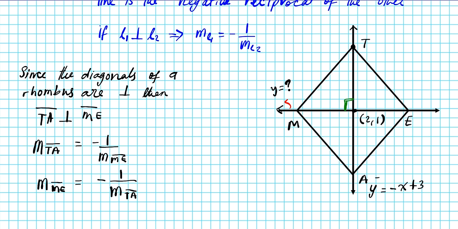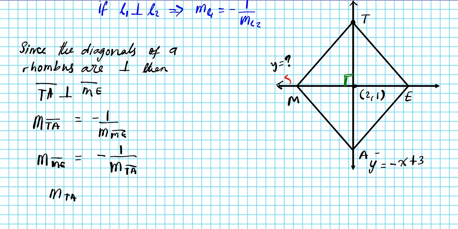Alright, so I know that the slope of TA is given, right? The slope of TA is, I wonder what that is. We're going to use this equation, y equals mx plus b, the slope-intercept form of the equation of a line. If we align it with the equation of the line containing segment TA, y equals negative x plus 3, what can you deduce from that?